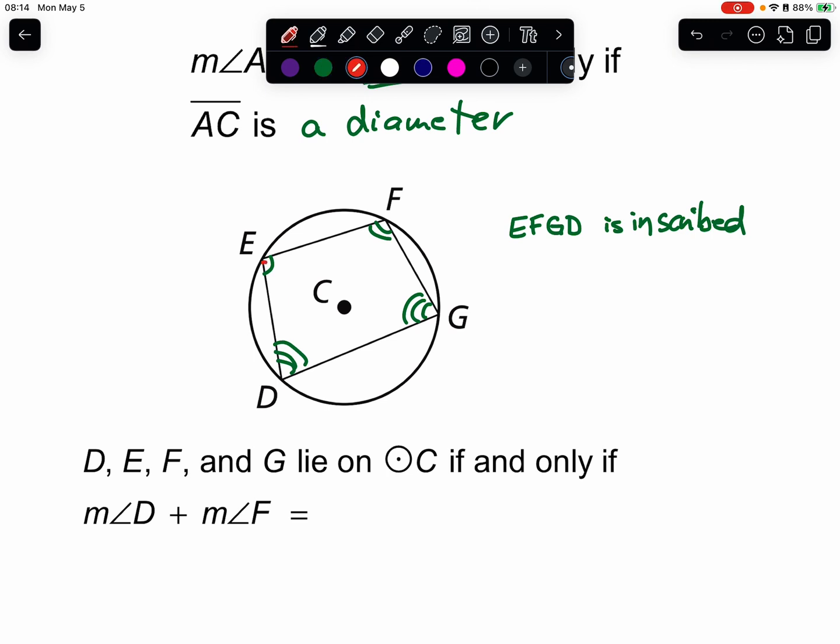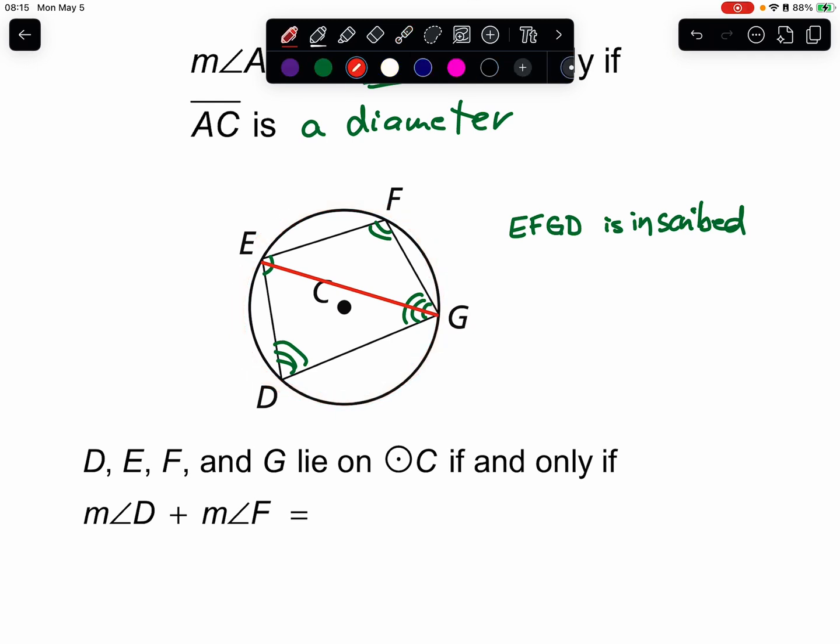But I'm going to draw a line down a diagonal line. Notice I ended up creating two triangles. And here's the neat thing. If we think about angle F and angle D, notice how angle F captures this arc, and then angle D captures this arc. Together, those two arcs add up to 360.